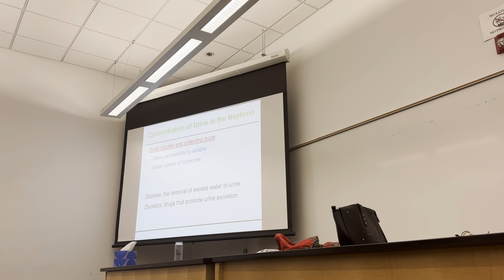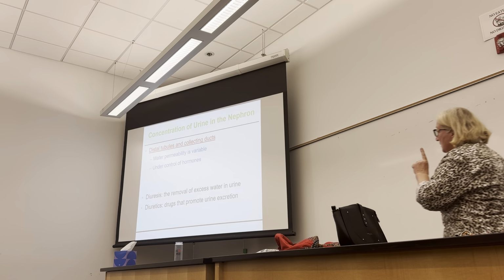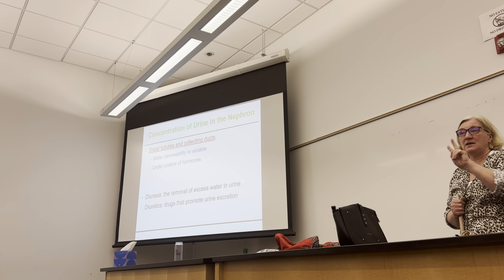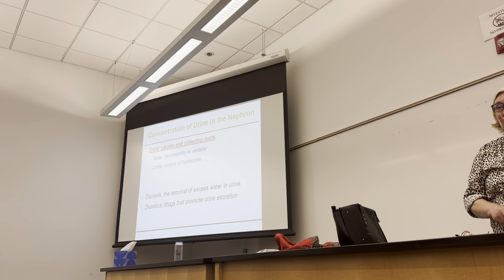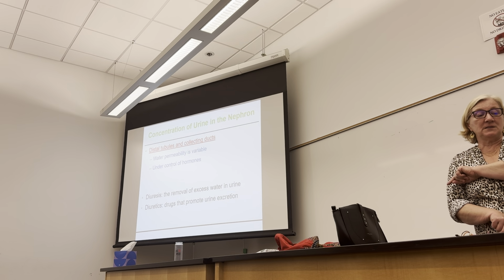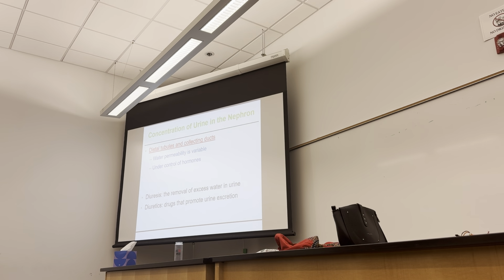And the distal tubules and the collecting ducts are permeable for water, but it's variable because it's going to be under hormonal control. The descending and ascending loop of Henle are not under hormonal control, but the collecting duct and the distal tubules are. And so we need to get all of this together. Hopefully you know these terms. Diuresis is removing the excess of water, and diuretics are the drugs that do that.